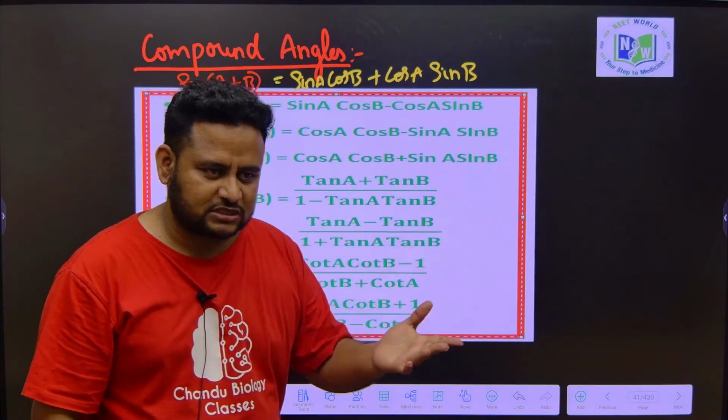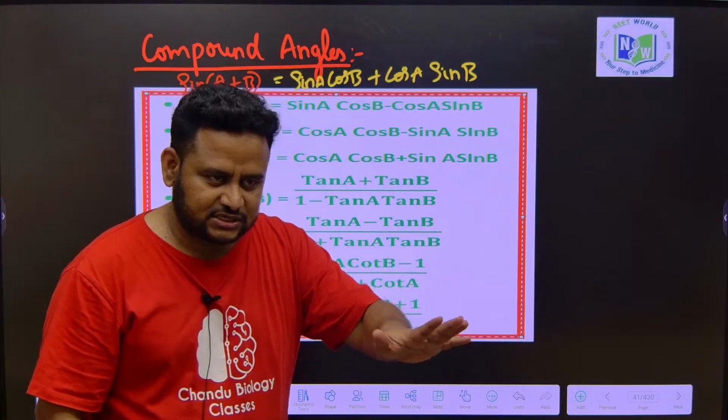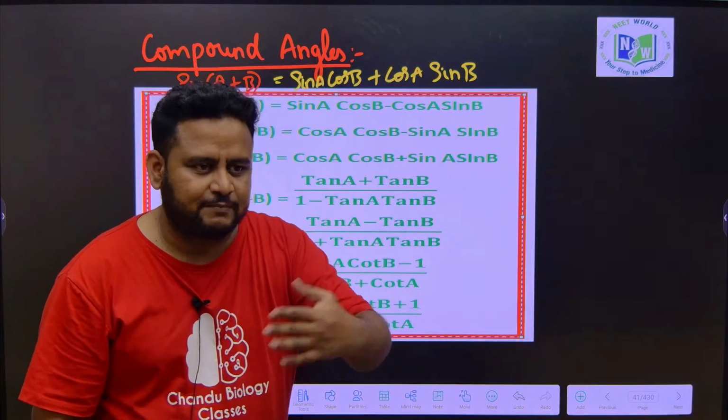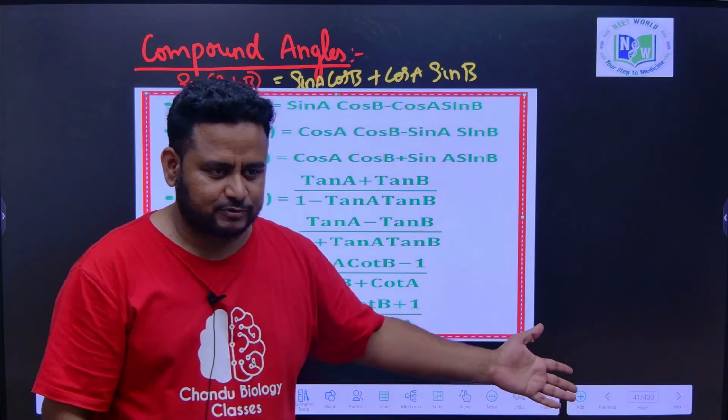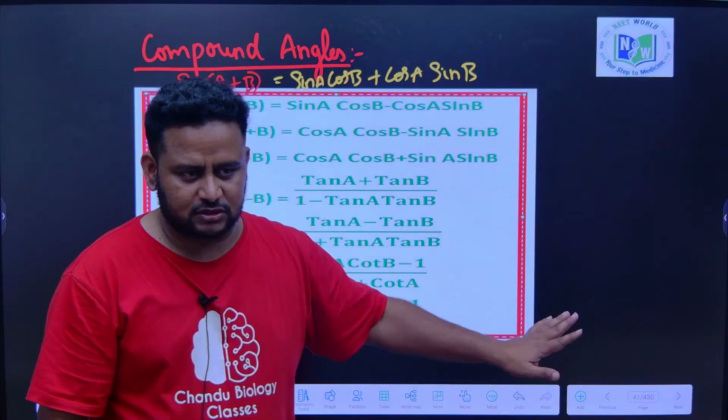Sin A will combine with cos B, and sin B will combine with cos A. Between them there is plus. Why? If I ask him to open the door, he will open. If I ask him to close the door, he will close.